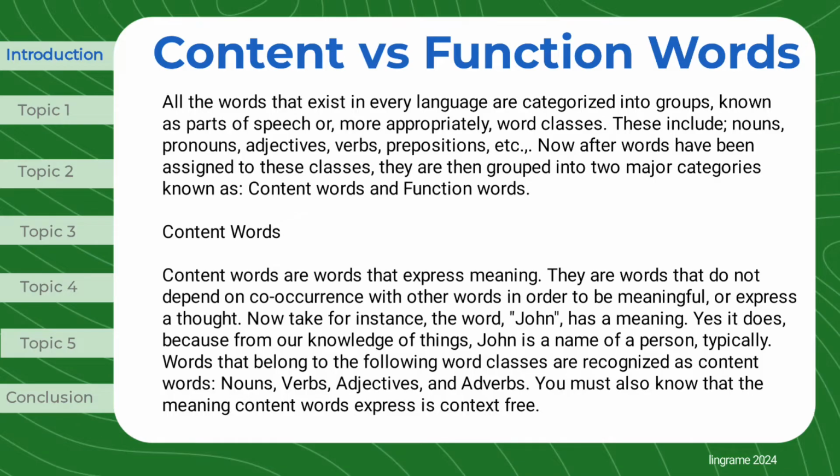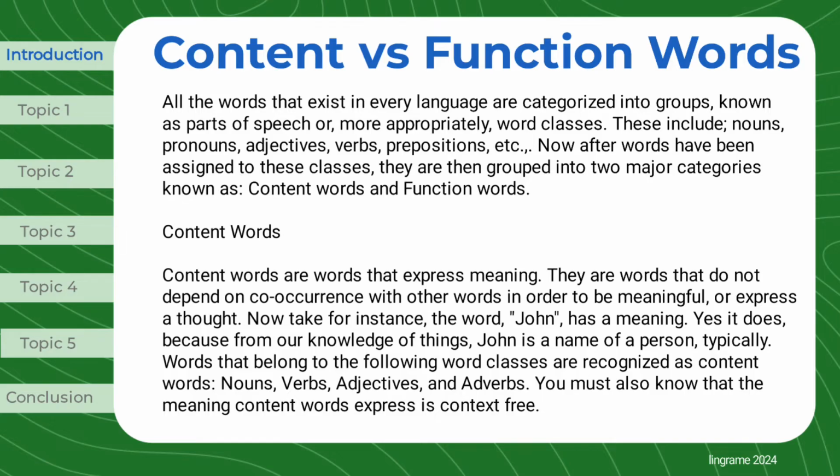Now after words have been assigned to these classes, they are then grouped into two major categories known as content words and function words. Content words are words that express meaning. They are words that do not depend on co-occurrence with other words in order to be meaningful, or express a thought. Now take for instance, the word, John. Does it have a meaning? Yes, it does, because from our knowledge of things, John is a name of a person, typically.